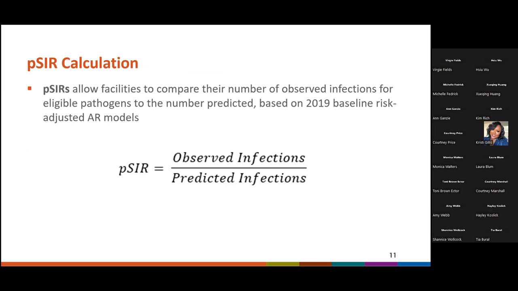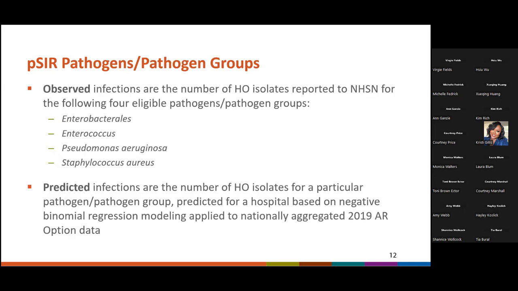pSIRs allow facilities to compare the number of observed infections for eligible pathogens to the number predicted based on 2019 baseline risk-adjusted AR models. To calculate the pSIR, we divide the number of observed infections by the number of predicted infections. Observed infections are the number of hospital onset isolates reported to NHSN for the following 4 eligible pathogens or pathogen groups: Enterobacterales, Enterococcus, Pseudomonas aeruginosa, and Staphylococcus aureus. Predicted infections are the number of hospital onset isolates for a particular pathogen or pathogen group predicted for a hospital based on negative binomial regression modeling applied to nationally aggregated 2019 AR option data.